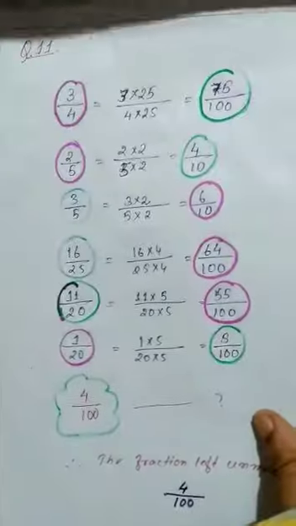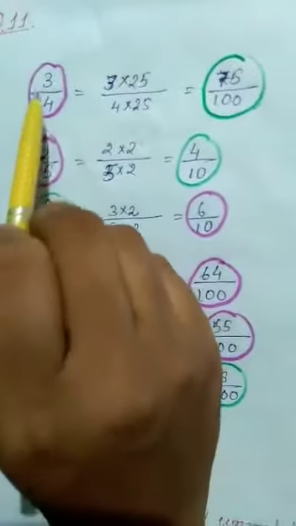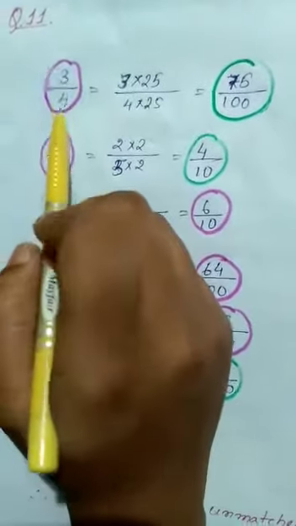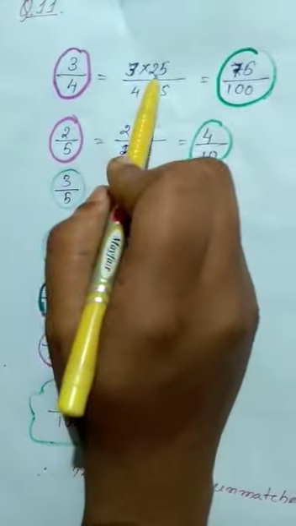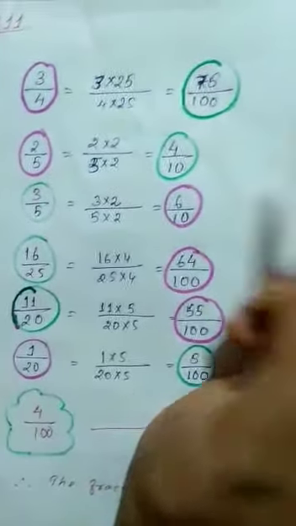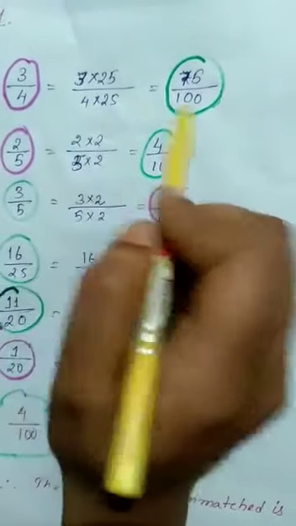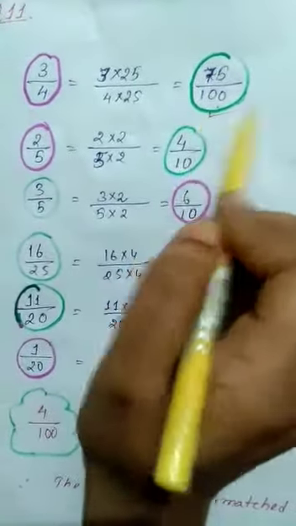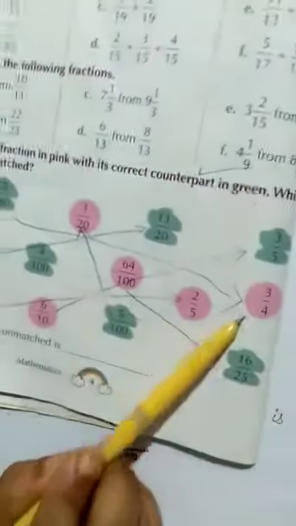Okay, so how we can do it, we'll see now. Let's see. So students, one fraction given is 3 by 4. If we make the equivalent fraction, 3 into 25 and 4 into 25, what can we get? 3 into 25 means 75, and 4 into 25 means 100. So 75 by 100. This fraction is there, 75 by 100, so we can match this one with this one.